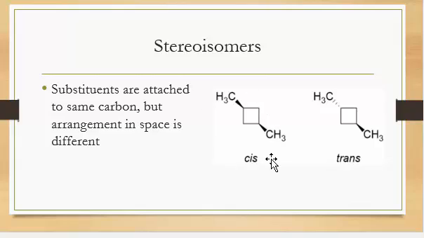The isomer on the left of the slide is cis-1,3-dimethylcyclobutane, and the isomer on the right is trans-1,3-dimethylcyclobutane.